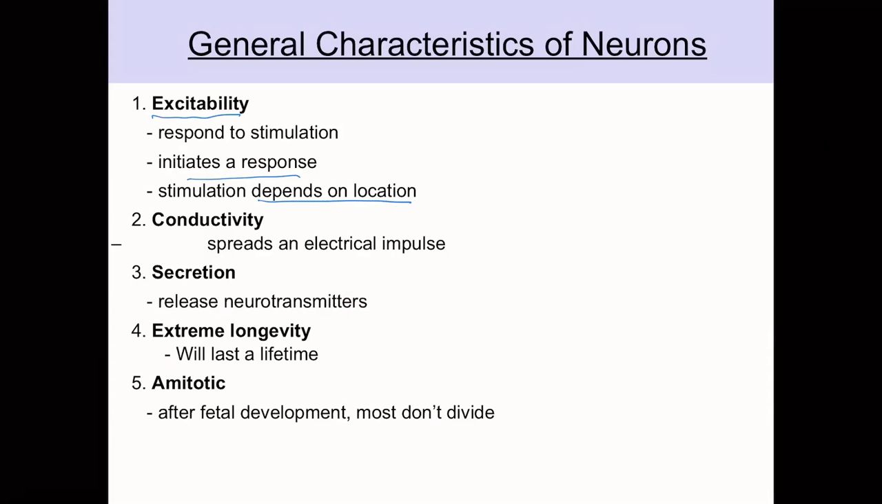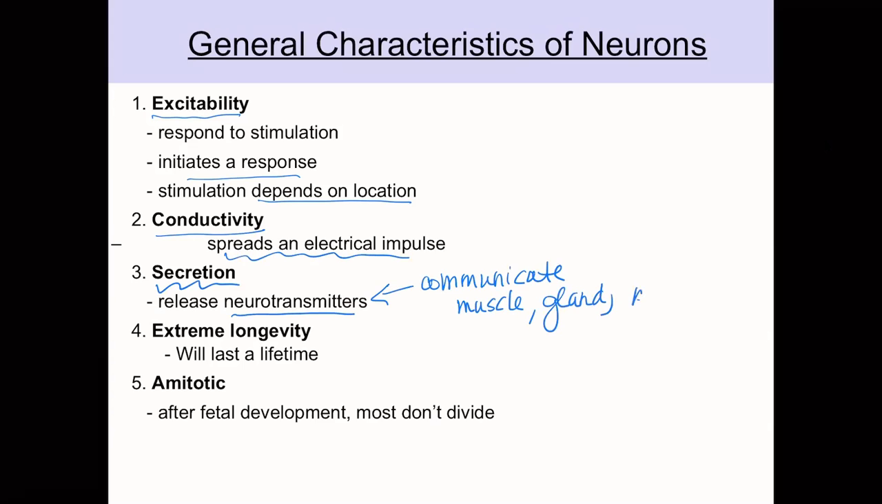Neurons are also conductive, and we'll talk about that in great detail. So they spread an electrical impulse. So they're going to take information and move it along. They can secrete. So they release these chemicals called neurotransmitters, and the neurotransmitters are going to be able to communicate with muscle, glands, or other neurons.